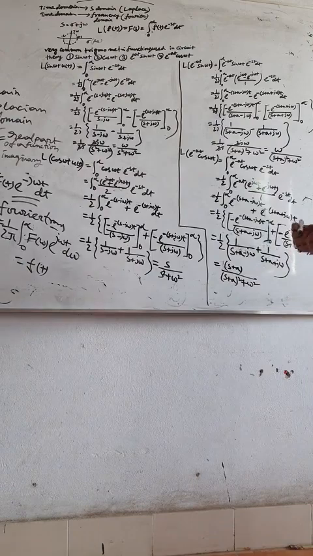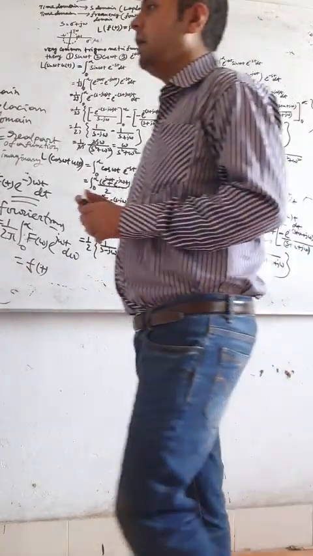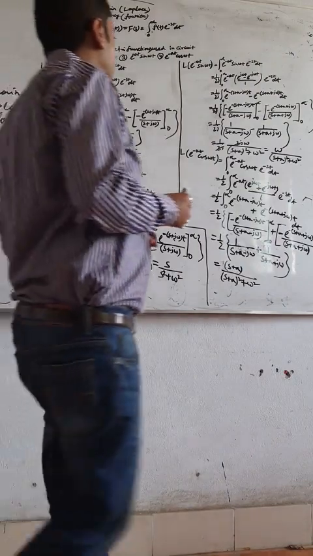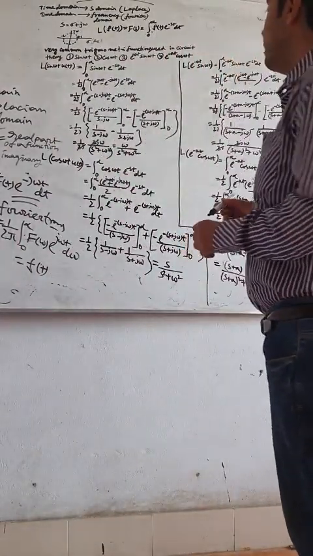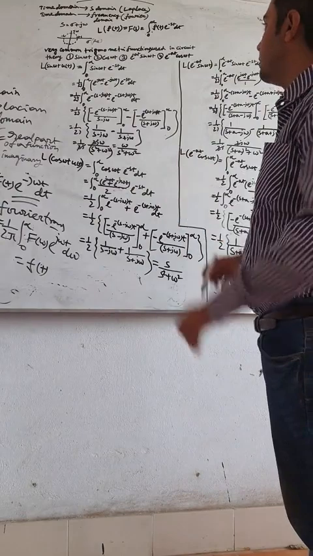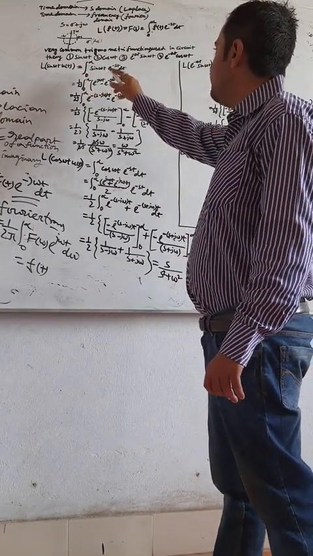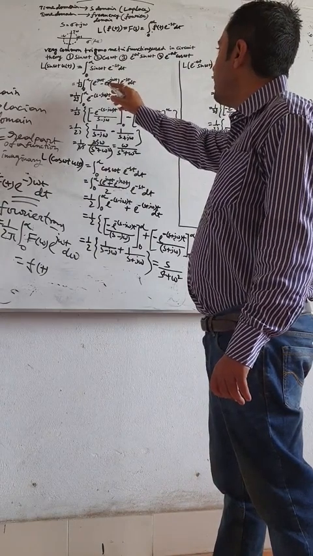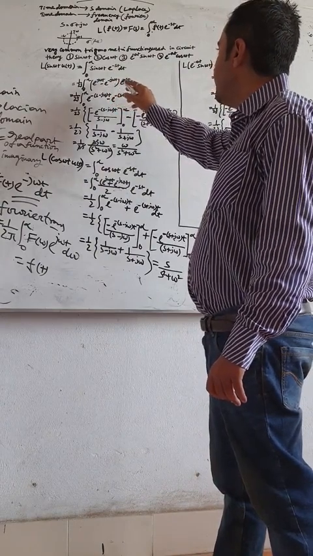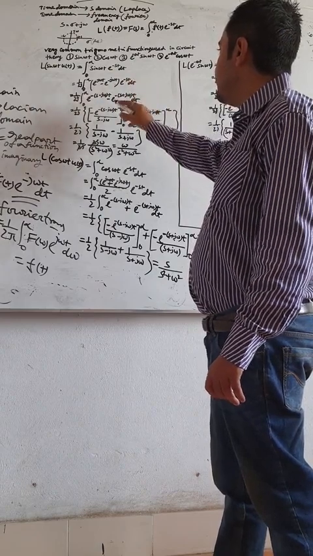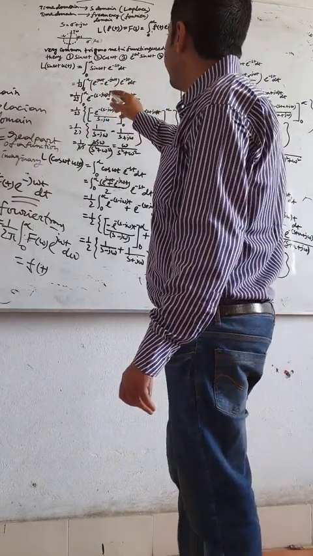Apart from that, we will learn the Laplace transformation of the very common type of signals used in circuit theory. First, sine of omega t u(t). So sine of omega t means e to the power j omega t minus e to the power minus j omega t, divided by 2j, into e to the power minus st dt. We have taken t common from both sides.